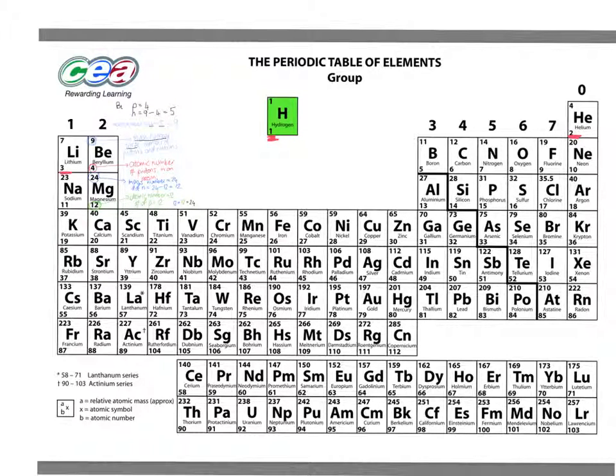Then we go to the next row. Lithium, it's 3. Beryllium, it's 4. Boron, it's 5. Carbon, it's 6. Nitrogen, 7. Oxygen is 8. Fluorine's 9. Neon is 10. So you can see that it goes up in order of increasing atomic number. And as I said, that's what gives an element its identity.